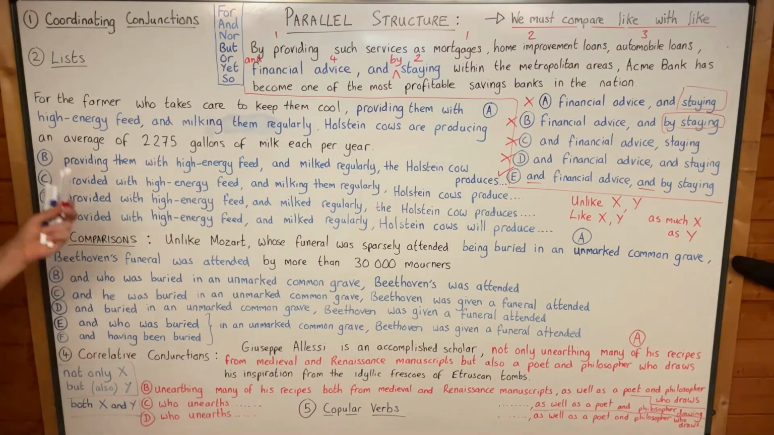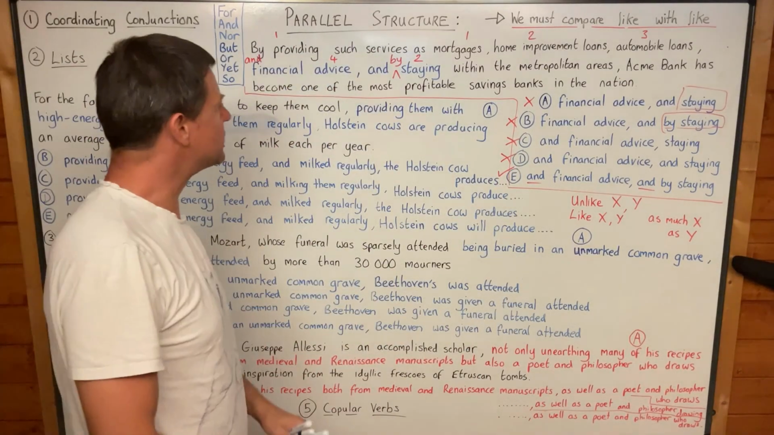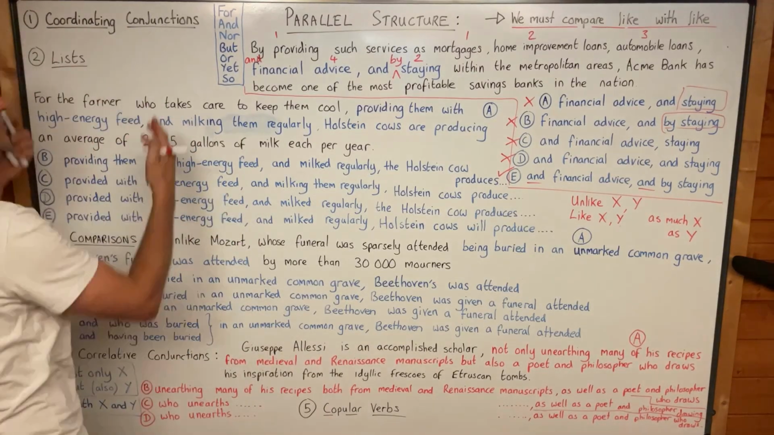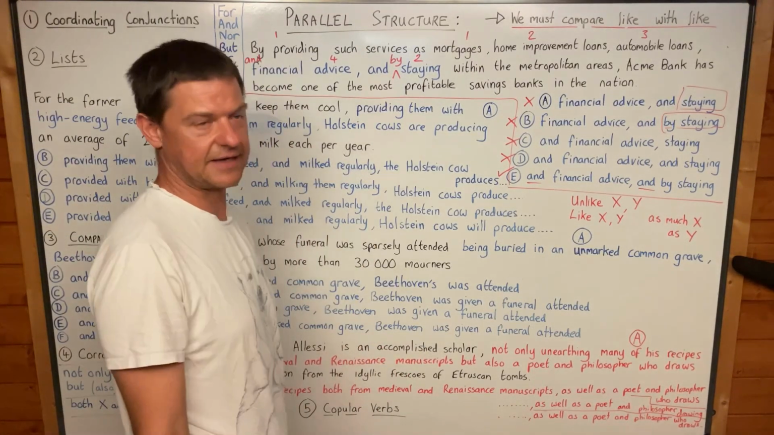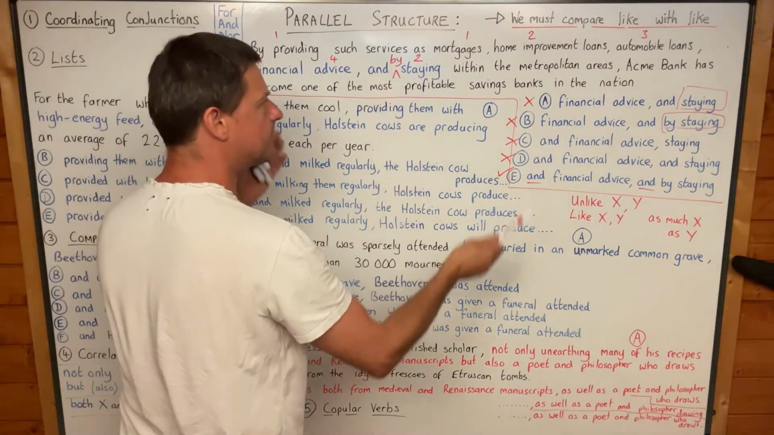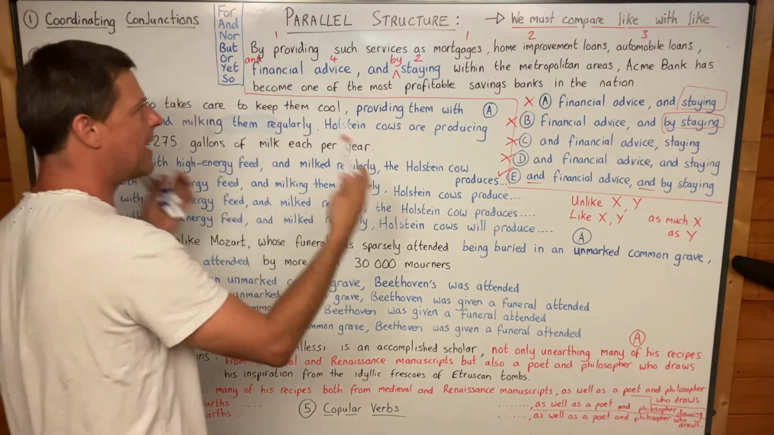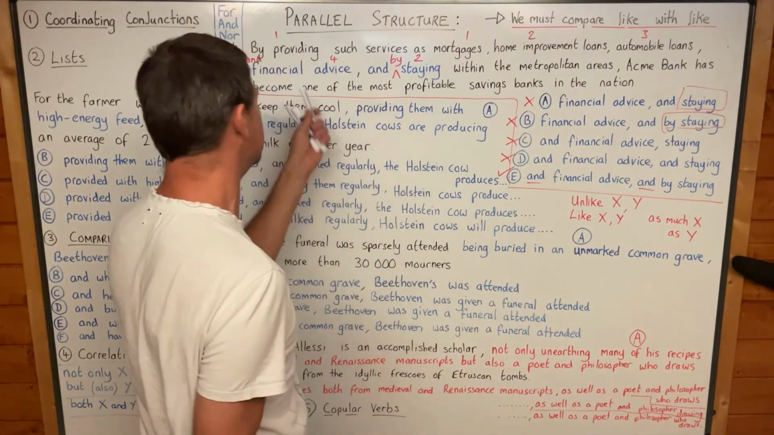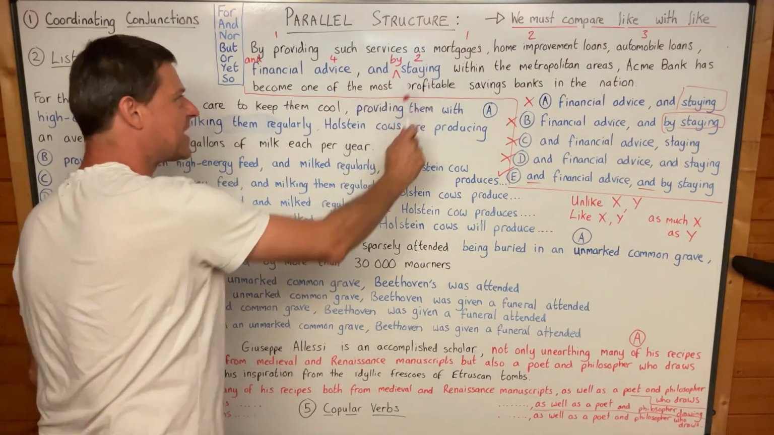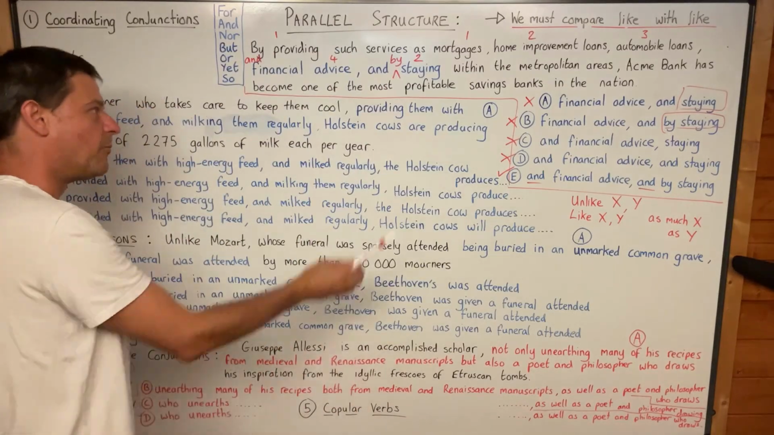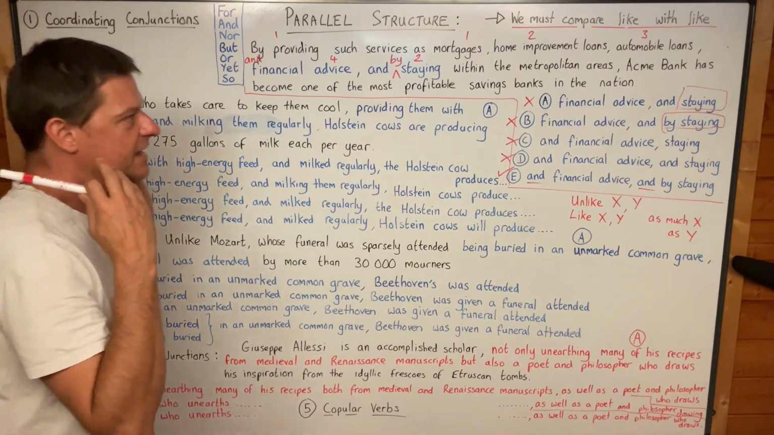This is what we mean by parallel structure. It's making your lists and using your coordinating conjunctions carefully to make sure that your lists are really clear. It's much clearer now to the person who's listening that you mean by providing mortgages, home improvement loans, automobile loans, and financial advice, and by staying within the metropolitan areas, Acme Bank has become one of the most profitable saving banks in the nation.